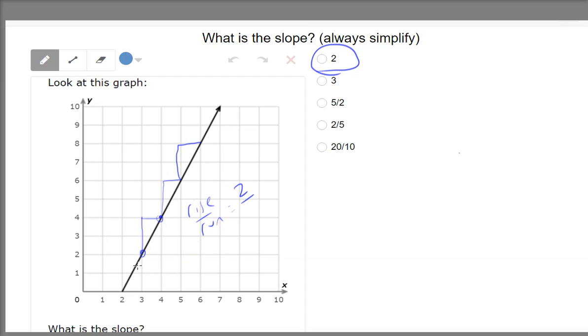Okay, so the steepness is not just 2. We don't go up 2 and then another 2, because that's not steepness. We've got to run over 1.